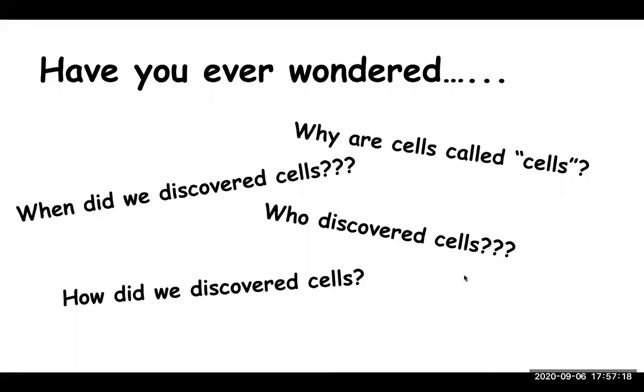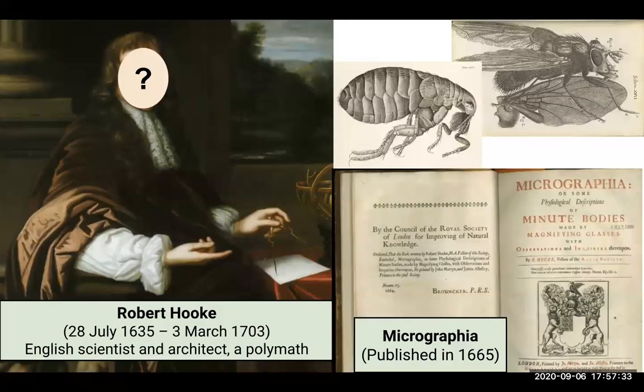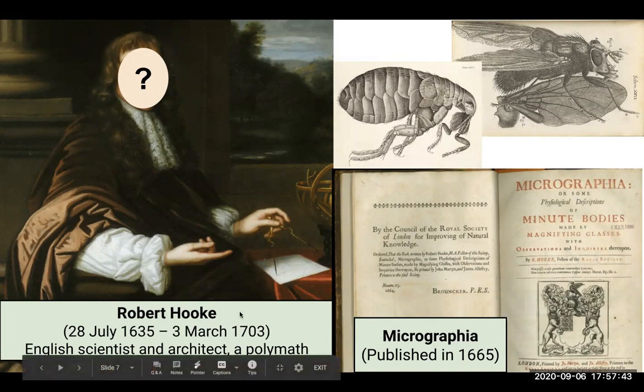The idea that all living things are made up of cells may seem quite obvious to us these days, but it wasn't the case a few hundred years ago, especially before the invention of the microscope. So in the early 1600s, people started making microscopes using magnifying glass, and Robert Hooke is one of them.